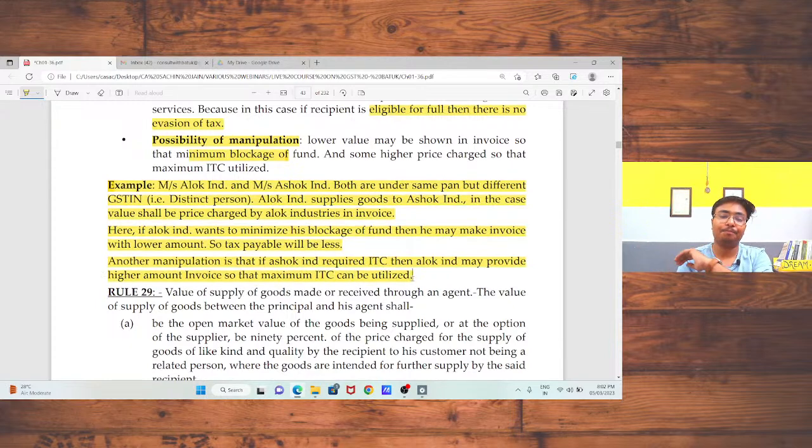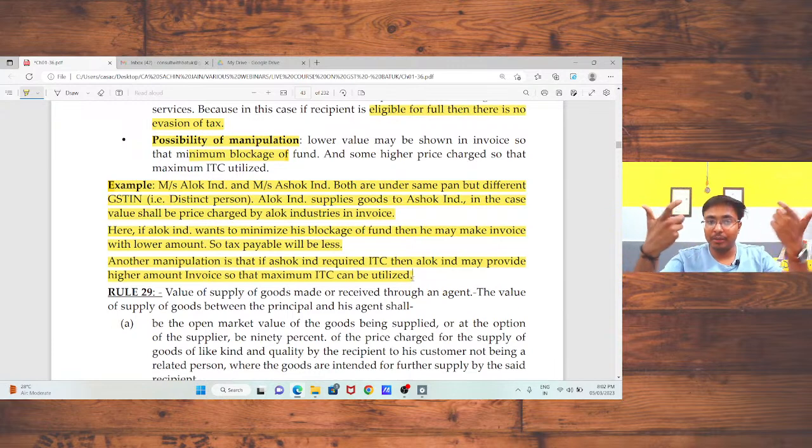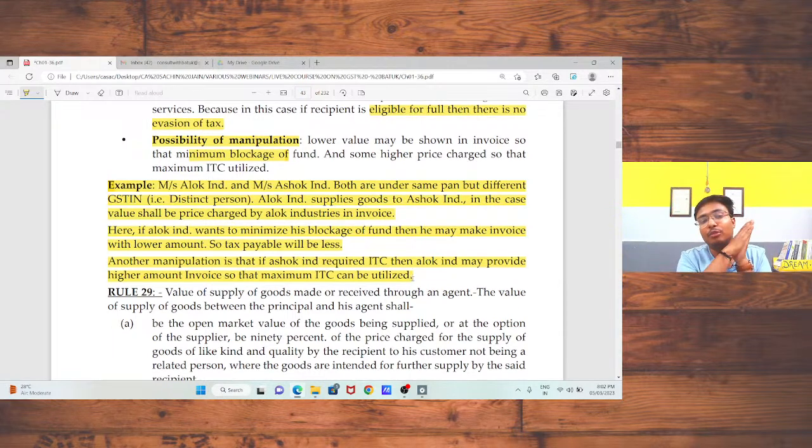Is that okay, sir? So in today's session, we discussed the special economic zone. A supply to a special economic zone is zero rated supply. If you transfer any product or supply any product or services to a special economic zone, then you are eligible to take the refund of your accumulated input tax credit.